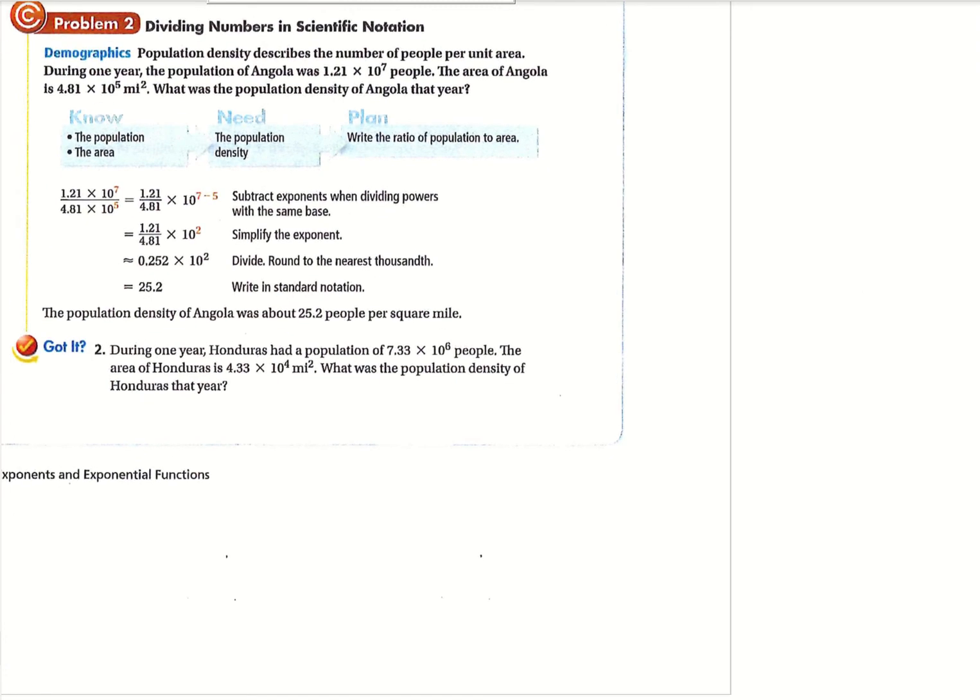All right, now problem 2. This is again scientific notation, just like we looked at in 7.3, or maybe it was 7.2. I don't remember for sure, but I know we looked at it with multiplication a little bit. So we'll look a little bit into division.